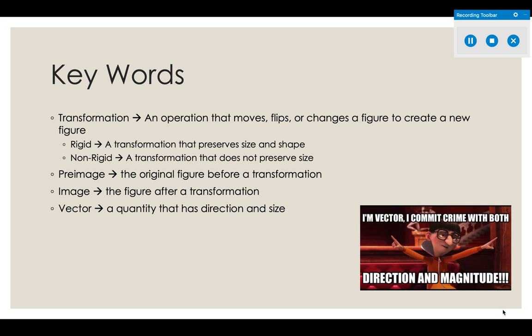So here are some keywords that we need to know for this. First, we need to know that a transformation is an operation that moves, flips, or changes a figure to create a new figure. A rigid transformation is a transformation that preserves size and shape. And a non-rigid transformation is a transformation that does not preserve size. Some other things. A pre-image is the original figure before a transformation, and an image is the figure after the transformation. And one more thing is a vector. A vector is a quantity that has direction and size.